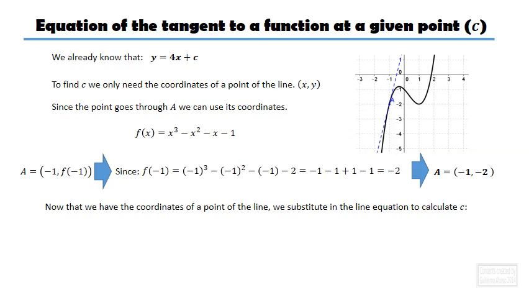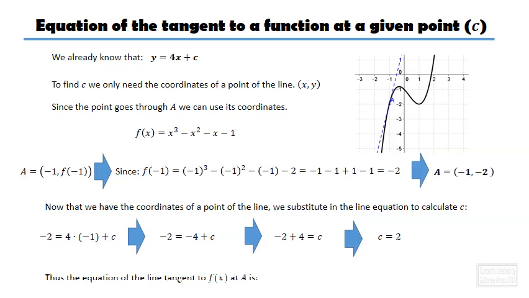Now we have the coordinates of a point of the line. We substitute in the line equation to calculate the c. So I take this line equation, and where I have y, I'm going to put minus 2. Where I have x, I'm going to put minus 1. And this is what it's going to look like. Now when I clear this equation up, I'm going to end up that c is equal to 2. And hence I have the equation of the line tangent to f of x at point A, which is y equals 4x plus 2.